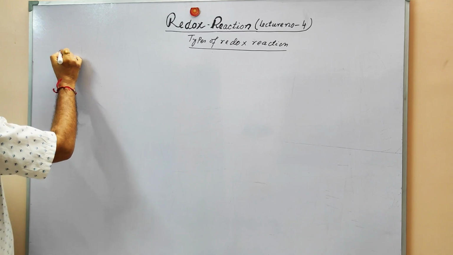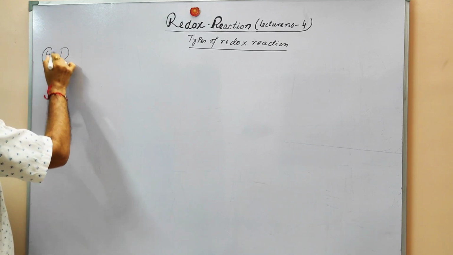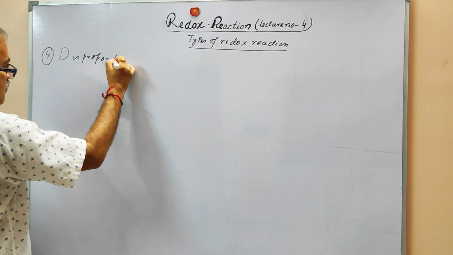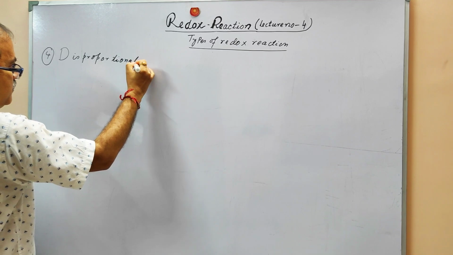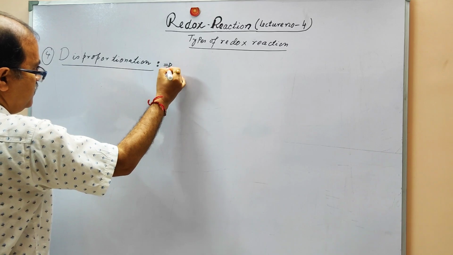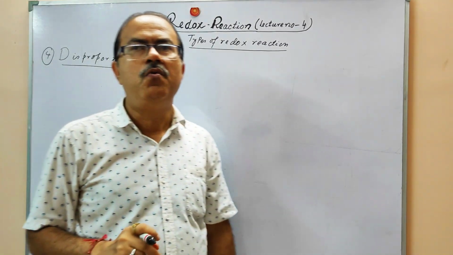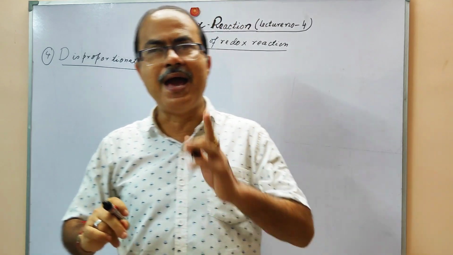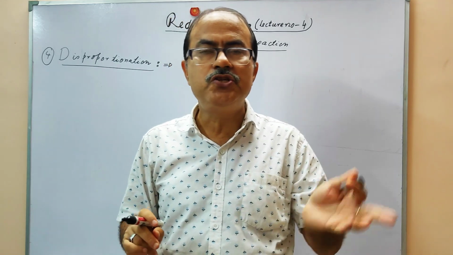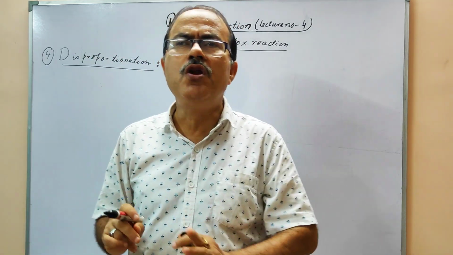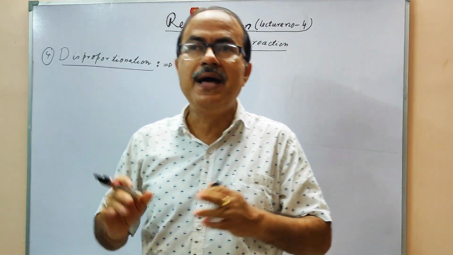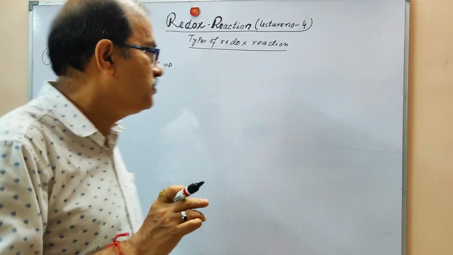We are going to discuss another very important, the 4th type of reaction, that is the disproportionation reaction. Disproportionation reaction is very, very important. In this reaction, what we will observe is that the reacting species will have one element which is simultaneously being oxidized and reduced, and that is only possible if that element in the reacting species has at least 3 oxidation states.